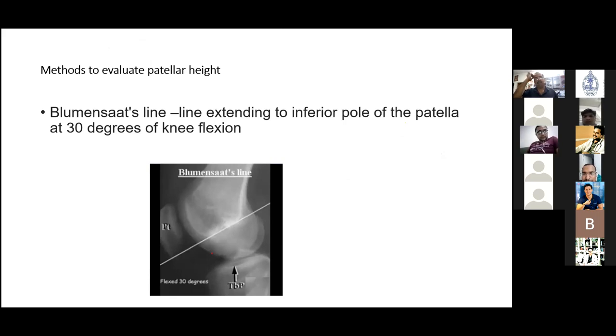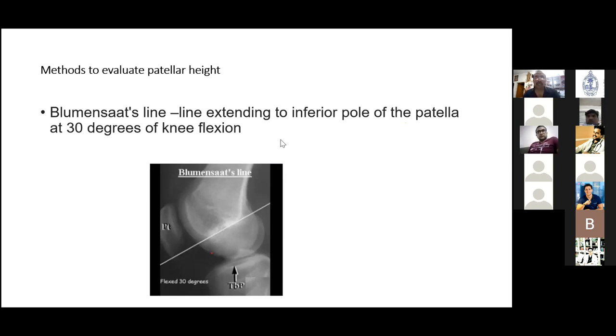In the lateral view, one of the most important things is that it is taken at 30 degrees flexion. You look for the Blumensaat line. That is important to check whether there is any patella alta or not. When you are looking clinically from the treatment point of view, you look for the Q angle, you look for the patella alta, and you look for trochlear dysplasia. These three things will determine what type of surgery you are going to do on this patient.